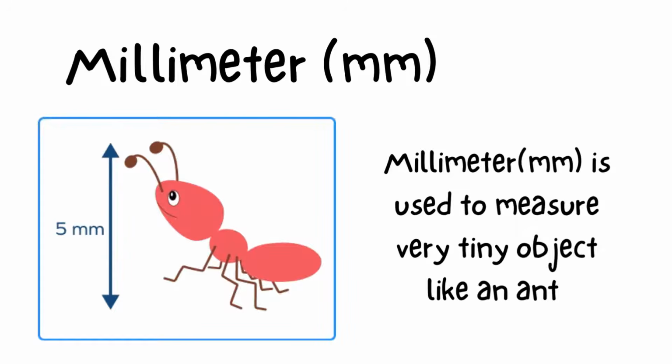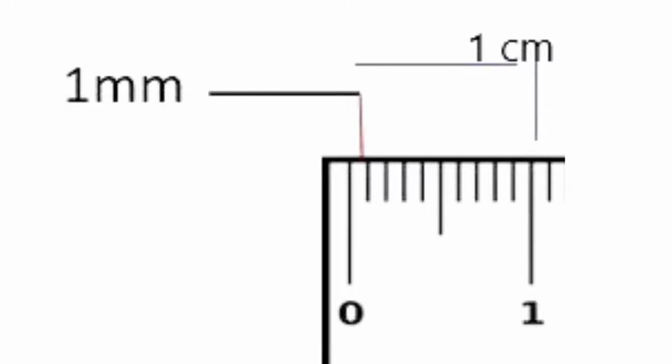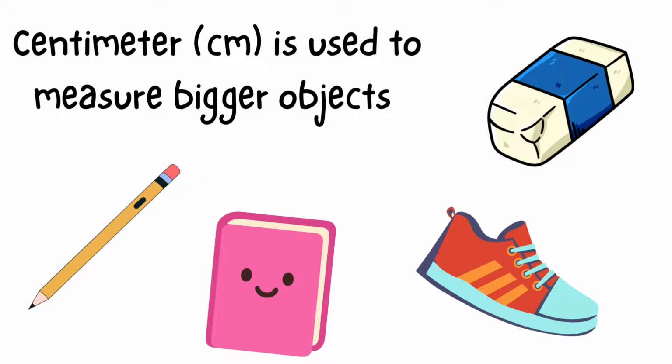Millimeter is used to measure very tiny objects like an ant or a pea or the size of a rice grain. Now, boys and girls, if you look at your ruler, in between 0 and 1 centimeter, you will see 10 small strokes. Those represent millimeter. Now, did you know that 10 millimeters is equal to 1 centimeter? Yes. Now that we know that millimeter makes up centimeters, let's look at centimeters.